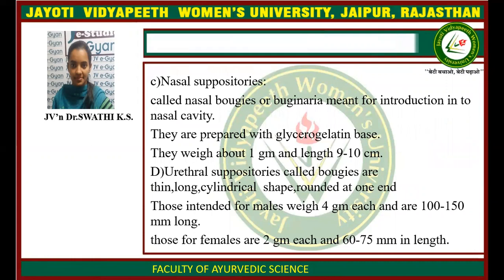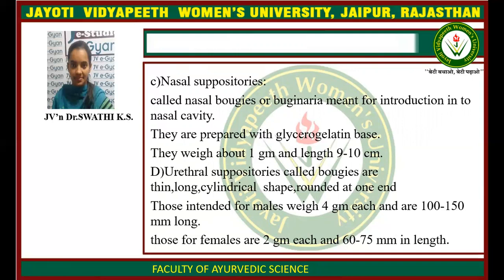Nasal suppositories, also called nasal bougies or buginaria, are meant for introducing into the nasal cavity. They are prepared with a glycerogelatin base, weigh about 1 gram, and the length is 9 to 10 centimeters.